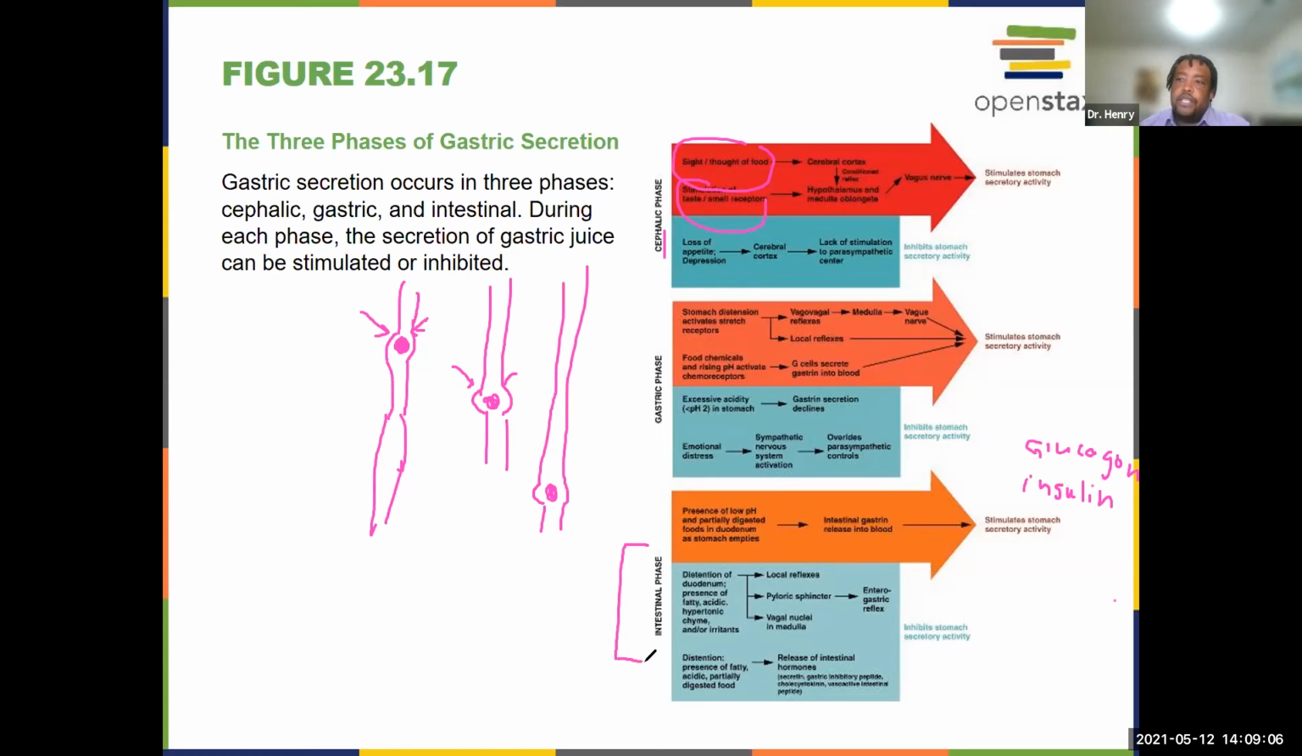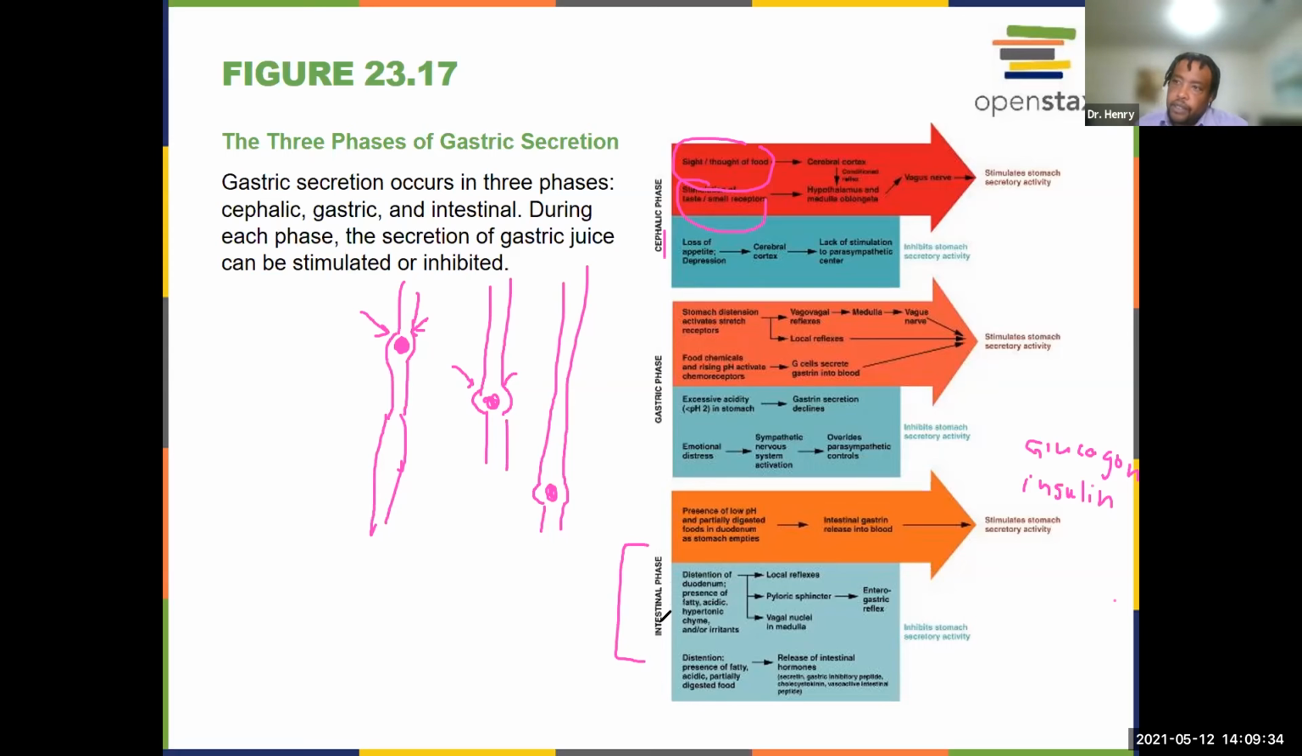The other phase is the intestinal phase. The intestinal phase is under the presence of low pH and partially digested food in the duodenum. As your stomach empties, your intestinal gastrins are going to be released into the blood, and so you're going to stimulate stomach secretory activities.